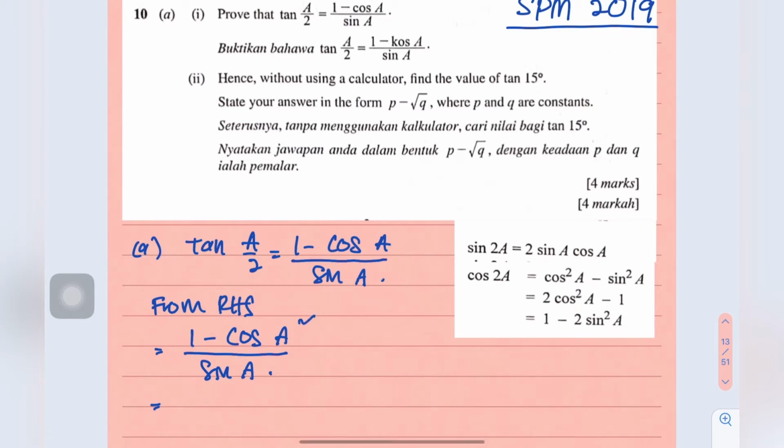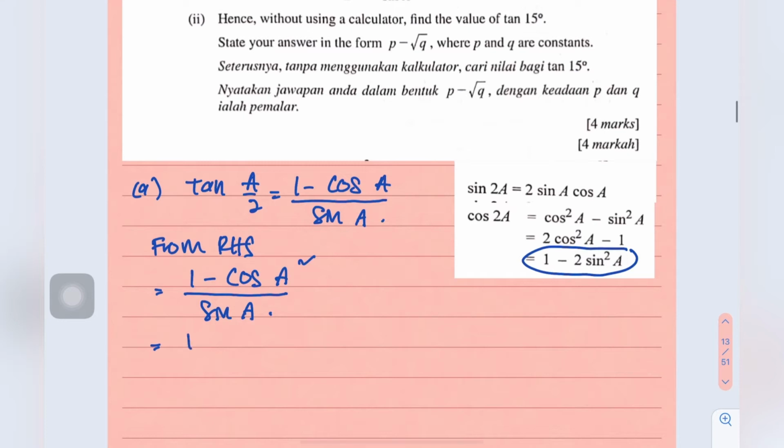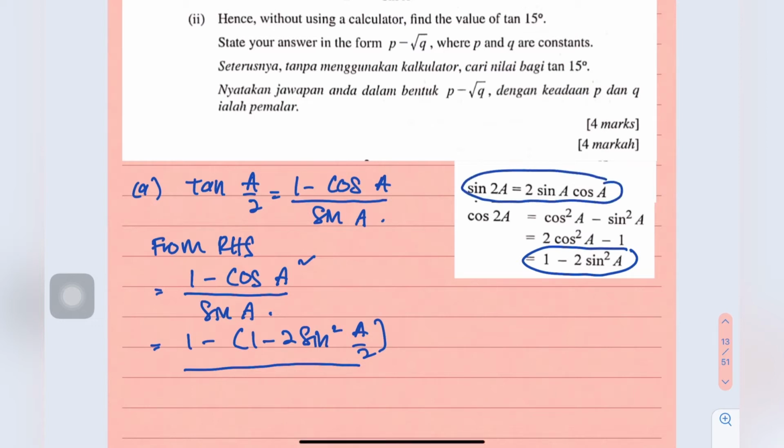For cos A, here we have 3 choices, so we choose the last one. Now 1 − cos A is 1 − (1 − 2 sin²(A/2)), over sin A. Sin 2A is 2 sin A cos A, so sin A is 2 sin(A/2) cos(A/2).